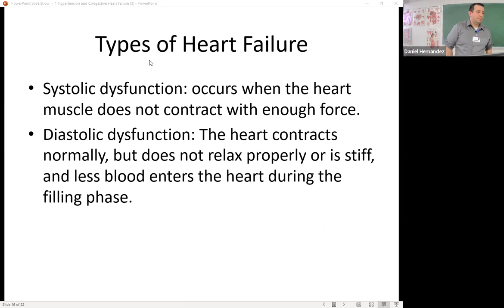Again, now we're going to almost switch gears a little bit. When we're talking about heart failure, remember that heart failure can either be due to systolic dysfunction or diastolic dysfunction. So systolic dysfunction occurs when the heart muscle does not contract with enough force. Then diastolic dysfunction is when the heart contracts normally, but there's not that proper relaxation of the heart. So this could be due to stiff, non-compliant ventricles or thickened ventricles, and doesn't allow for enough blood to enter into the ventricles during that filling phase.